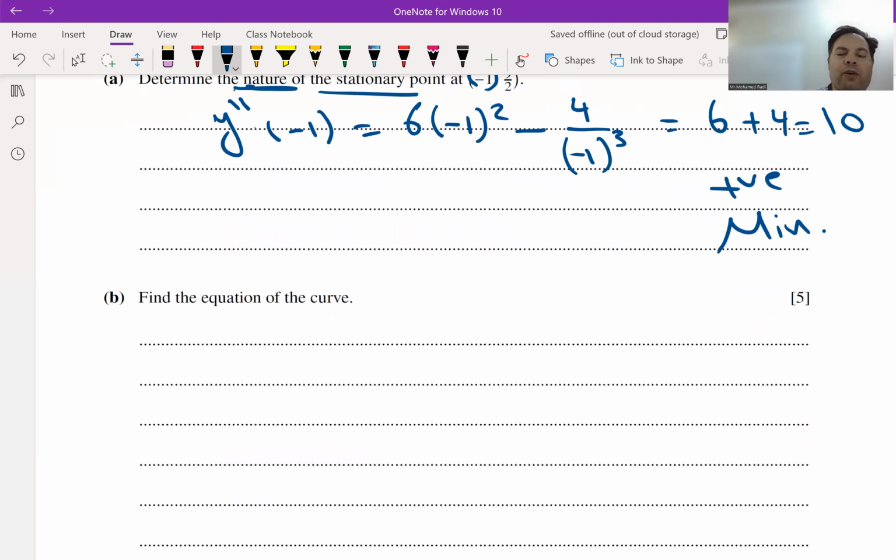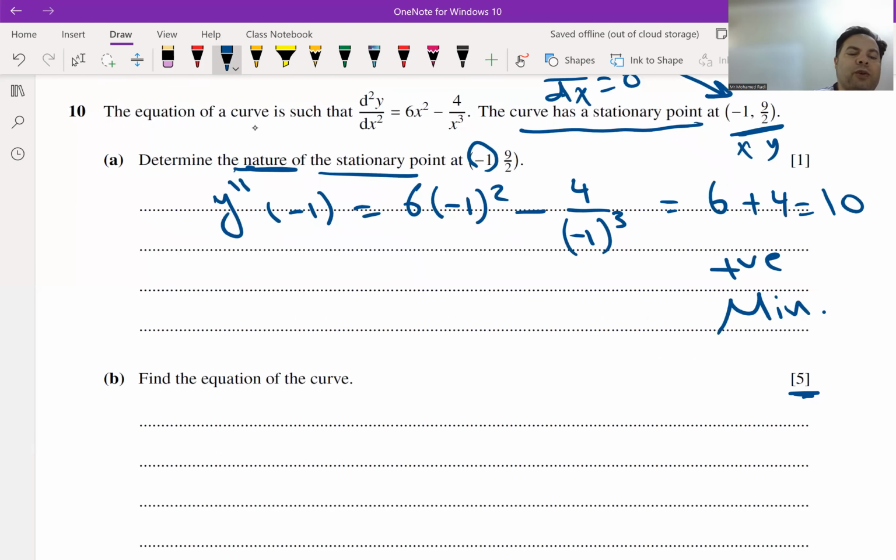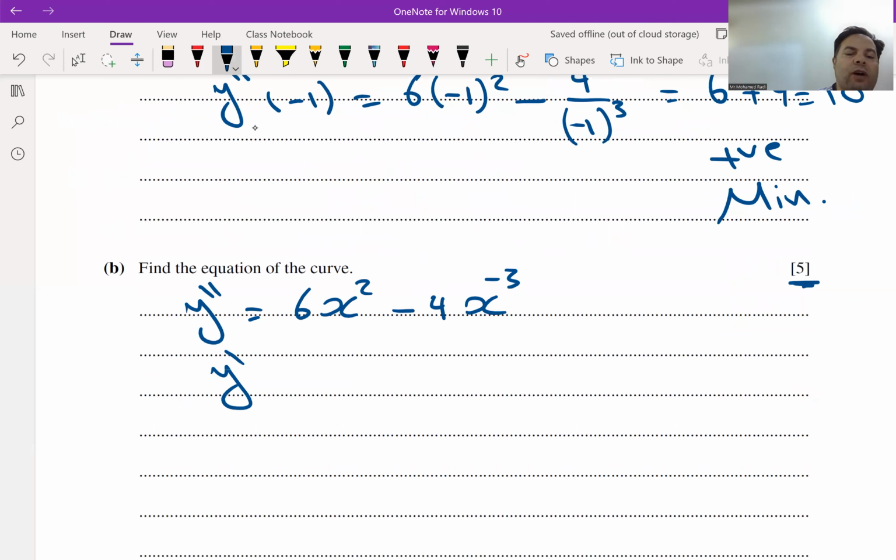Part B, find the equation of the curve, 5 marks. You have to integrate 2 times. Let us start to integrate to get y dash. Before integrating, you have to write 1 over x to the power of 3 as x to the power of -3, so we move it up. Y double dash is 6x squared minus 4x to the power of -3. Then we start to integrate. Y dash is, we add 1, divided by the new power, plus c.